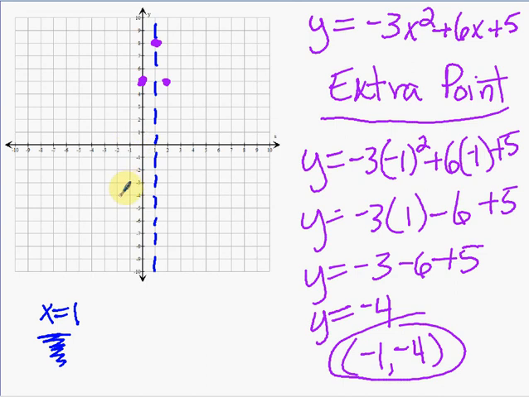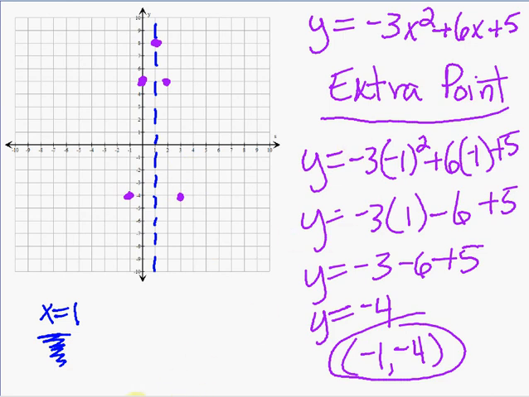-1, whoops, -4. Now, because I did that, I can now reflect this point across the axis of symmetry, count over 1, 2, so then I have to go 1, 2, and you'll see that the axis of symmetry is right in the middle of those 2 points. That's what I wanted. So I'm done with all that.